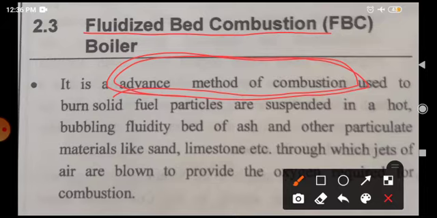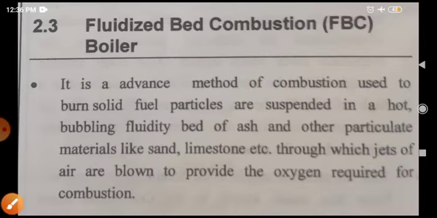Combustion is quite advanced, meaning we have to remove as much heat as possible from the fuel and use it for our purpose. In this FBC, solid fuel particles are suspended in a hot bubbling fluidized bed of ash and other particulate material like sand, limestone, etc., through which jets of air are blown to provide the oxygen required for the combustion.